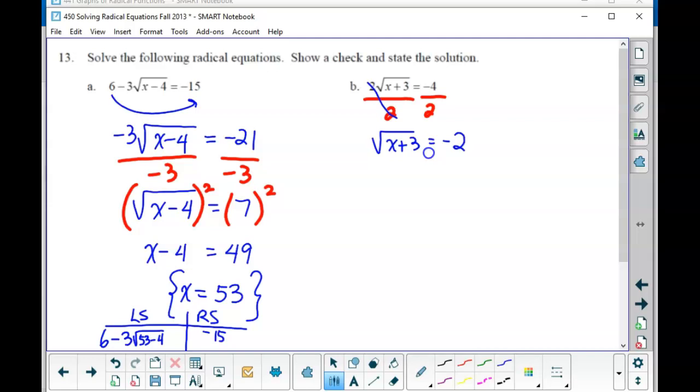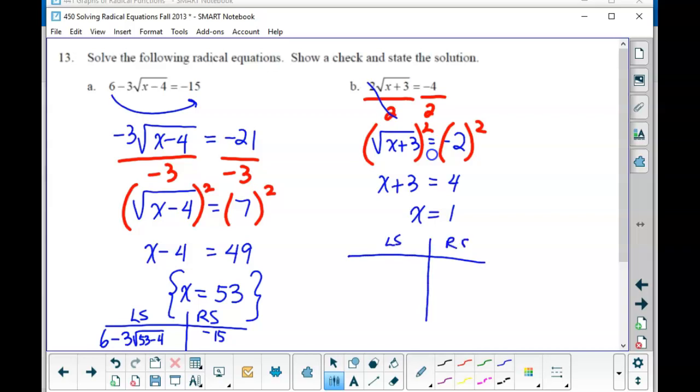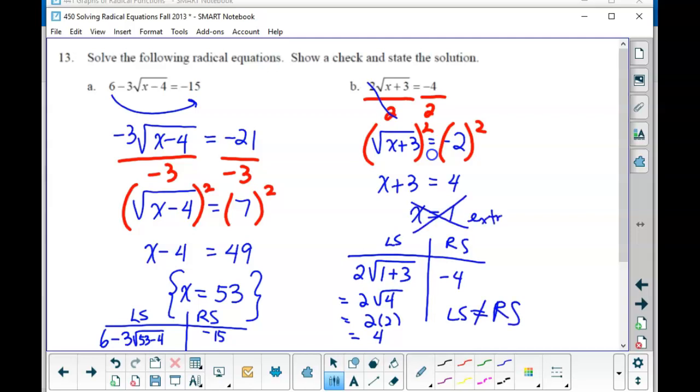If you solve algebraically, then you would square both sides. And you get x equals what? Okay, then you need to check. So 2 times the square root of 1 plus 3 is 2 times root 4. 2 times 2 is 4. Our right side was negative 4. Left side is not equal to right side. So this is extraneous. Therefore, no solutions.